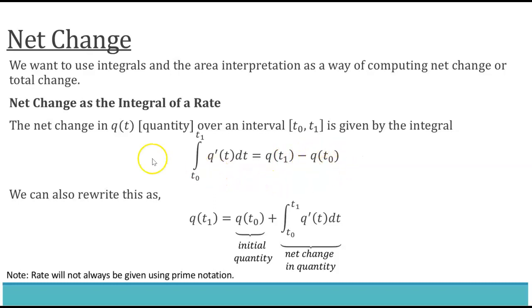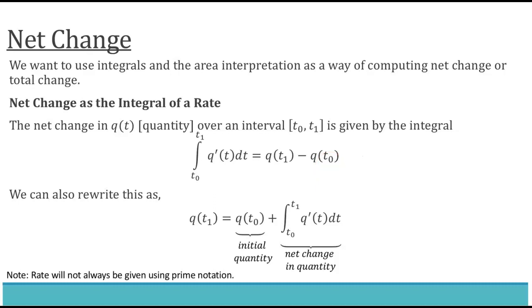So essentially here, q represents an amount of something. If we take the derivative of q, q prime of t, that's a rate of change of quantity. So if I integrate a rate over some time interval, what will come out is the net change in quantity. So this is really just, again, the fundamental theorem of calculus, but with some application.